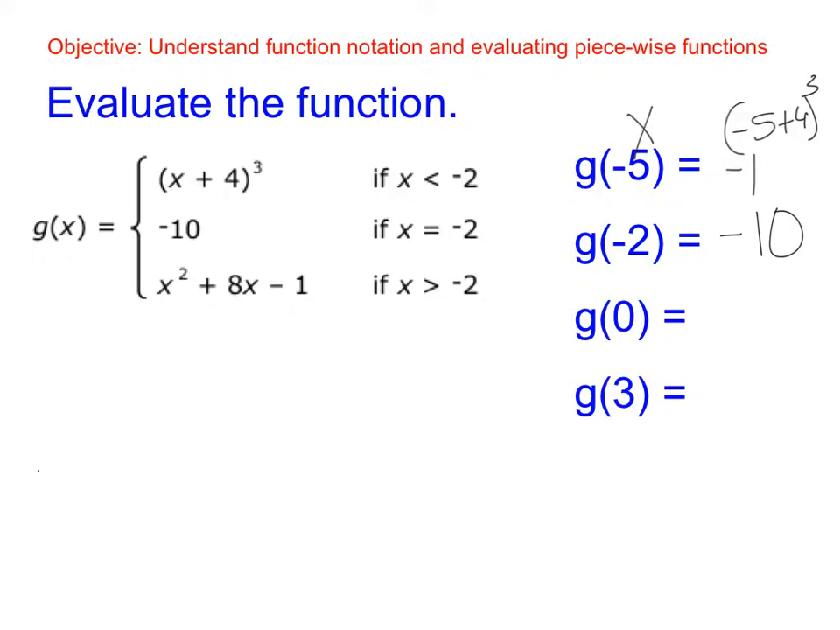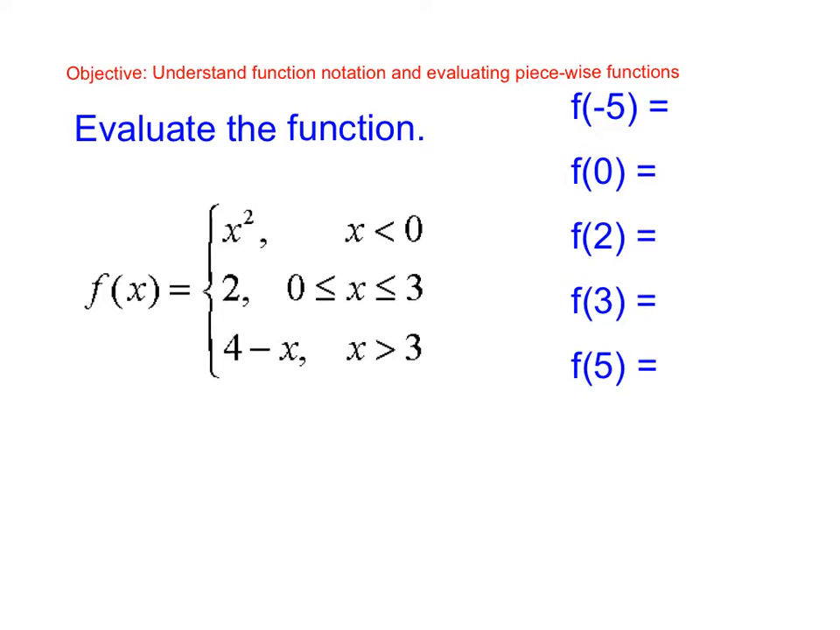0. Which piece does 0 plug into? 0 is greater than -2, so I'm going to plug into the bottom. 0 plus 0 minus 1 is -1. And then 3. So 3 is also greater than -2. Plug that in. I get 9 plus 24 minus 1, 33 minus 1, so 32 is my answer. And honestly, guys, this is as hard as it gets. You can't really get harder with this lesson. I'm not going to say it's not going to get harder, but in terms of evaluating. All right, pause the video and try this one on your own.